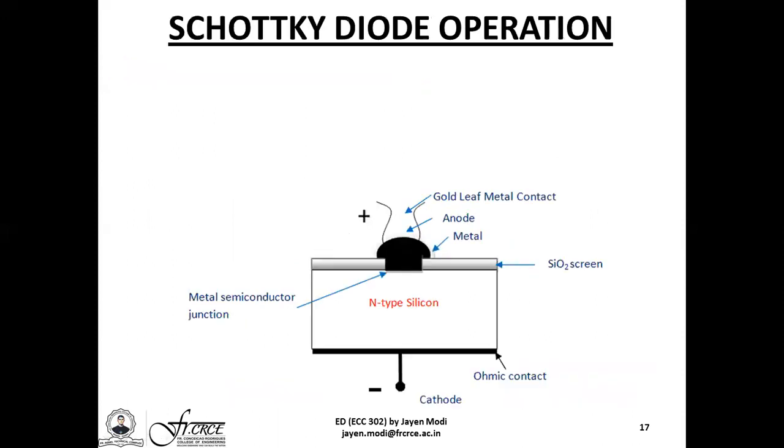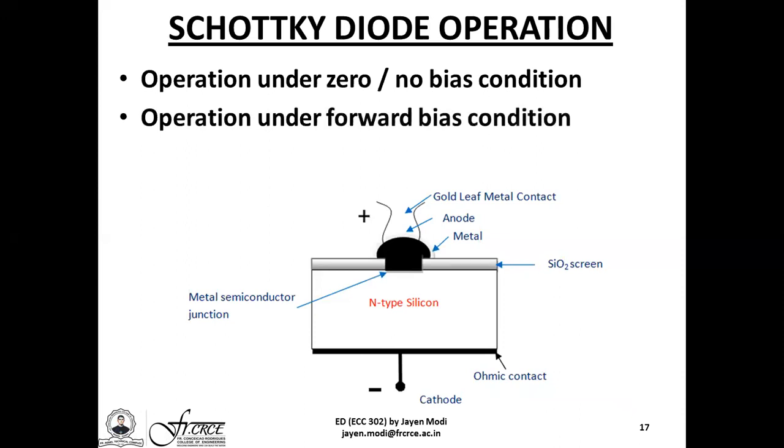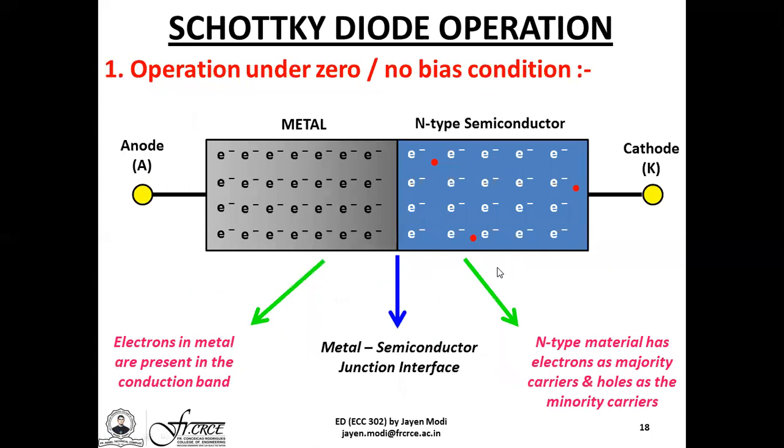The Schottky diode operates just like a typical PN junction diode, that is under the zero or no bias condition, the forward bias condition, as well as the reverse bias condition. This is how the actual construction of a real life Schottky diode looks. When we take the operation under the zero or no bias condition, we see that there is no depletion layer present. It is due to the metal semiconductor junction interface lying over here.